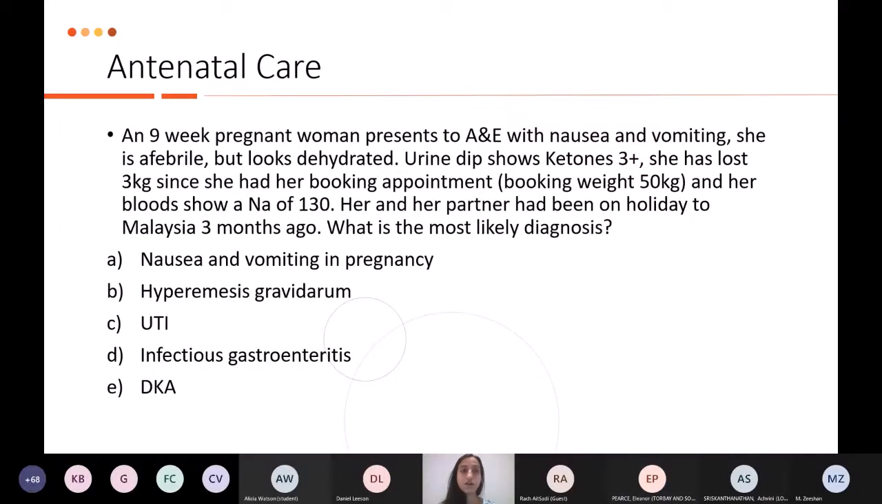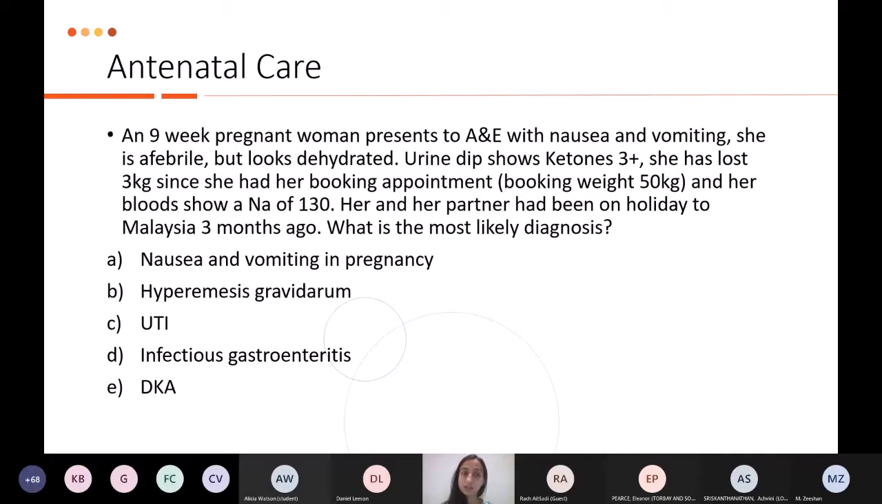So you are working in A&E. I've tried to make these as F1, F2 type situations as possible. So you're an F1 in A&E, a woman who's 9 weeks pregnant presents to you with nausea and vomiting. She's afebrile, but she looks quite dehydrated, and you do a urine dip which shows 3+ ketones. She's lost some weight, and you do some bloods because she looks dehydrated.